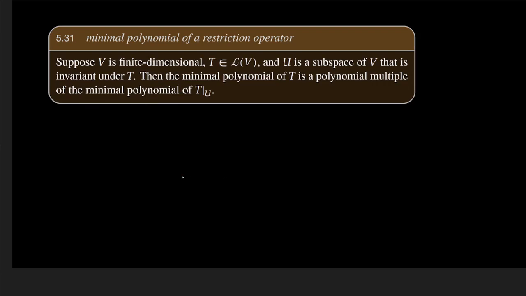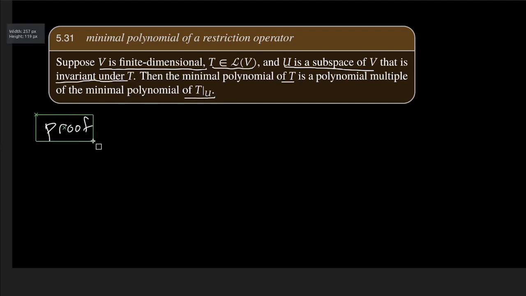So here's the idea of it. Let's say that V is a finite dimensional vector space, as usual. T is an operator on V. And now here's the new thing. Let's suppose that U is a subspace of V that is invariant under T. Then our claim is that the minimal polynomial of T is a multiple of the minimal polynomial of T restricted to U.